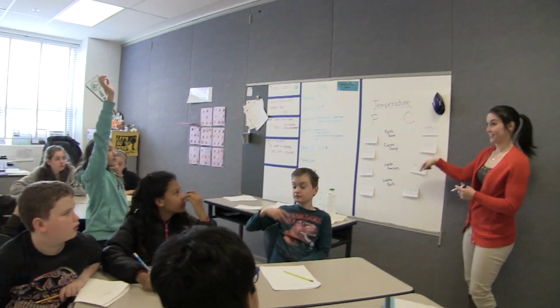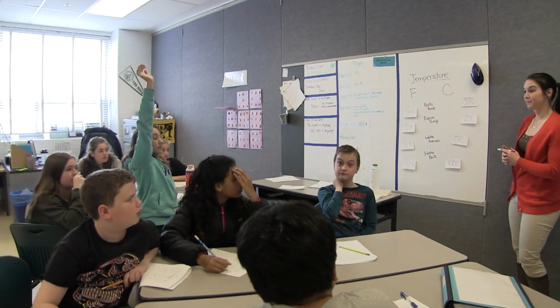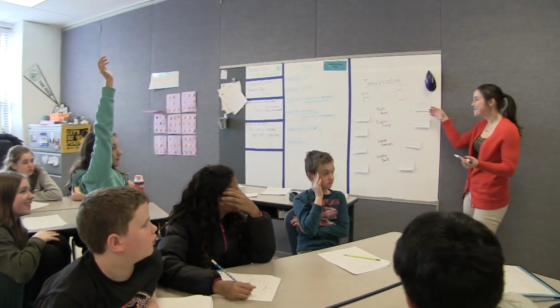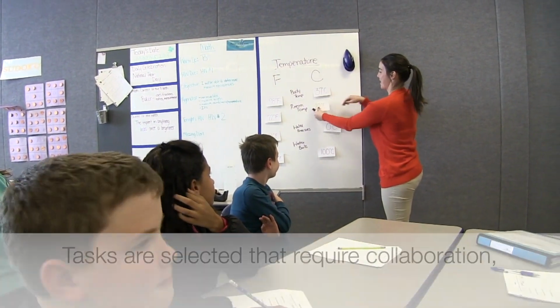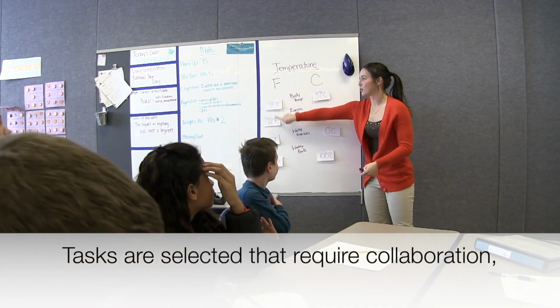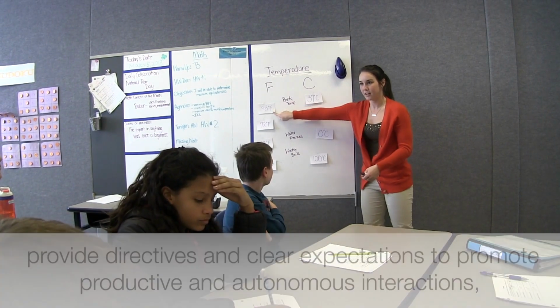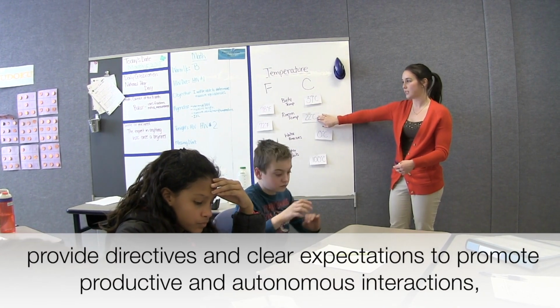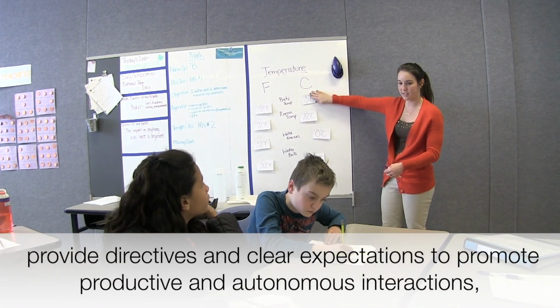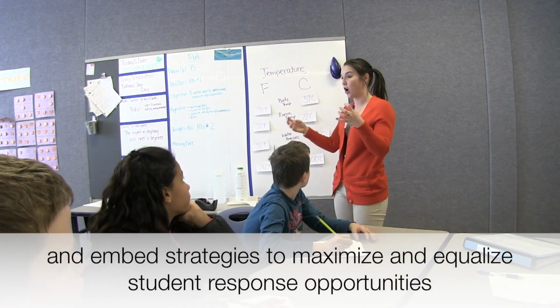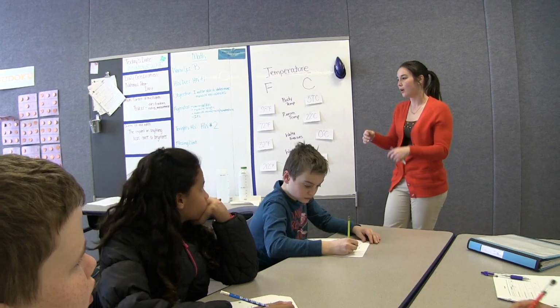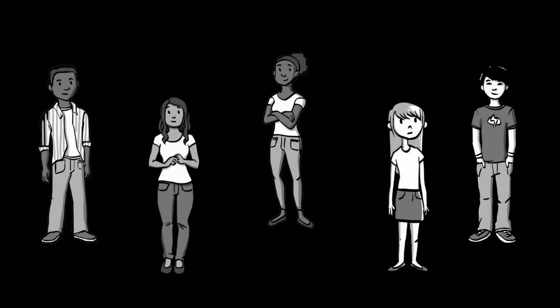To use heterogeneous groups effectively, teachers configure small or large groups who differ on demographic and/or academic-related variables. They then select tasks and materials that require collaboration, provide directives and clear expectations to promote productive and autonomous interactions, and embed strategies to maximize and equalize student response opportunities. For example, students in heterogeneous groups should have structured and reciprocal student roles.